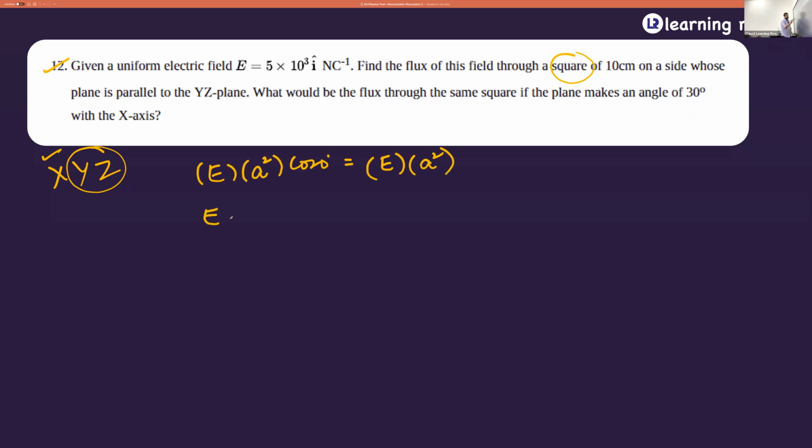Okay. So what about the second one? E into A square into cos of how much? What would be the flux through the same square if the plane makes an angle of 30 degrees with the x-axis? So why is it 60? See, this is the square. The plane of the square is making an angle of 30 degrees with the x-axis. So if the plane itself is making 30, what will the areal vector make? It will make 60. So it will be this value divided by 2. So whatever you calculated here, divided with half.